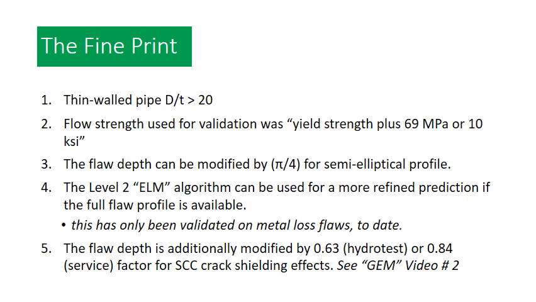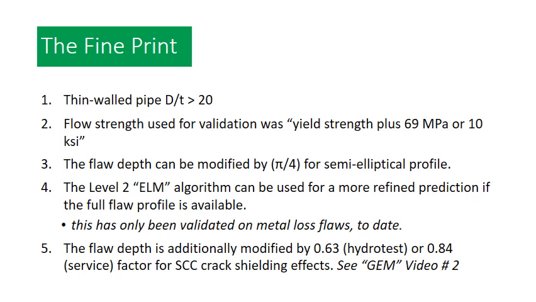I can adjust my flaw depth by a pi over 4 factor if I need to work with semi-elliptical profiles. For the metal loss and corrosion work, I've come up with what I call my level 2 ELM algorithm. It's a little bit like R-Strang, but a little bit different too. And that can be used if you've got a full flaw profile available. Now I'll say that the level 2 ELM algorithm, I haven't actually been able to validate that on any crack profiles. It's only been validated on metal loss. So that's kind of a work in progress.